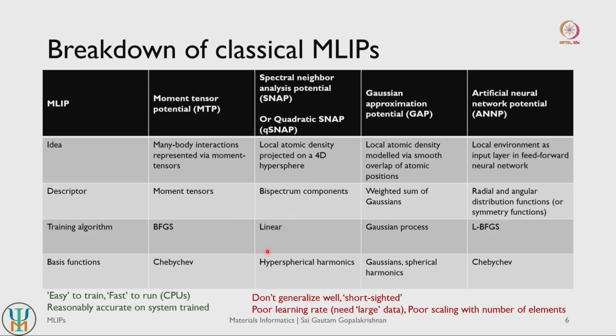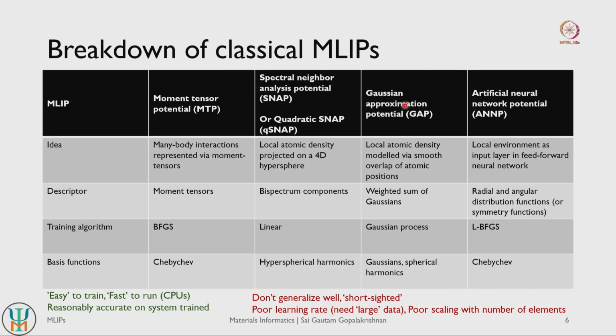They use a simple linear regression, a linear training algorithm, and the basis functions they use for describing these descriptors are hyperspherical harmonics. Spherical harmonics are in 3 dimensions; if you generalize that to 4 dimensions, you have hyperspherical harmonics. In spherical harmonics you typically have 2 different angles along which you expand: the polar angle and the azimuthal angle. In hyperspherical harmonics you have 3 angles. That is the main difference between spherical and hyperspherical harmonics.